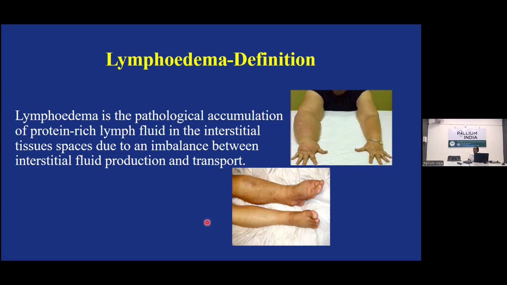So here what happens is the production will be there, but the transportation will be difficult. For example, if a person develops carcinoma of the breast, what is usually the treatment? They need to undergo surgery, because we need to do a total mastectomy. What is total mastectomy? Removal of the breast and the adjacent lymph nodes, right?